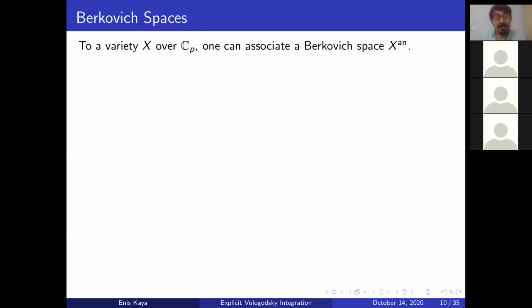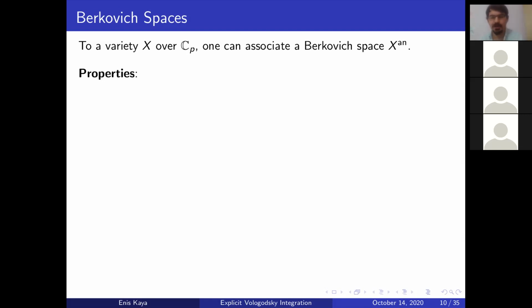Here, we have an algebraic variety, X over Cp, and it is possible to consider a corresponding Berkovich space. It is denoted by X^an, the Berkovich analytification. Unfortunately, I don't have time to explain these Berkovich spaces, but we will see some examples and some pictures. So this is basically a nice topological space. It's a non-Archimedean space.